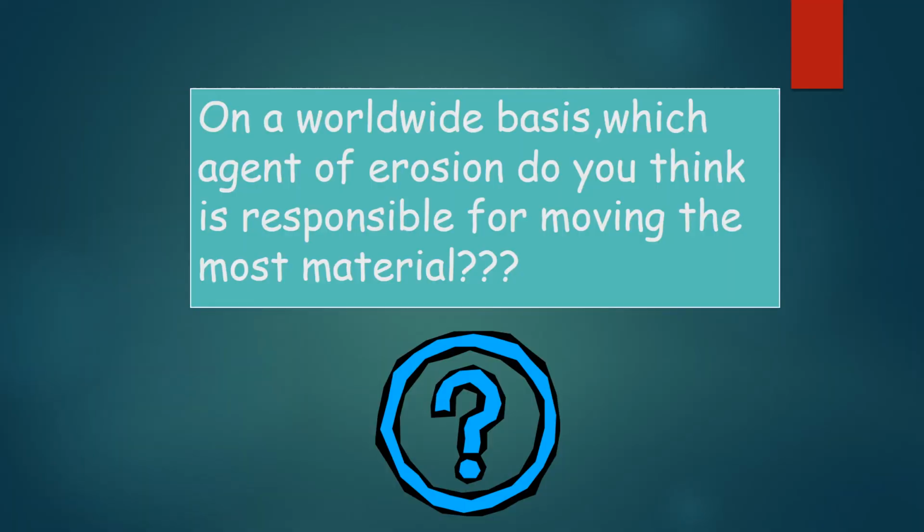I'm going to leave you with a question to think about. On a worldwide basis, which agent of erosion do you think is responsible for moving the most material? So the glaciers were strong, the wind is kind of constant, we have the waves all around the coastlines, we have streams in our backyard, but then there's places on Earth that don't have a lot of streams, maybe in a more arid climate. So kind of think that through for a second. Get your idea of what you think, which one of those is causing the most erosion or moving the most material.